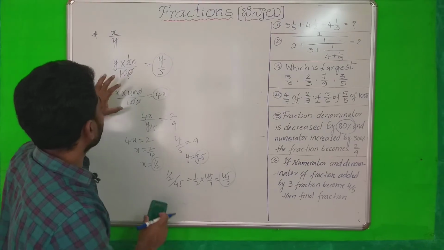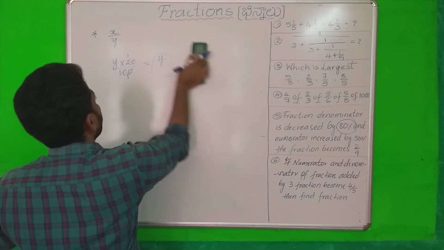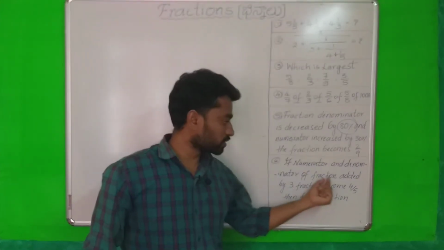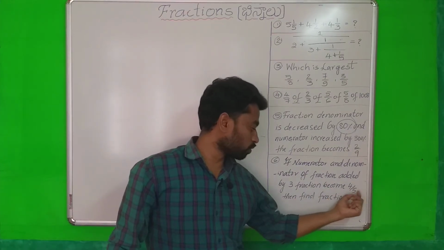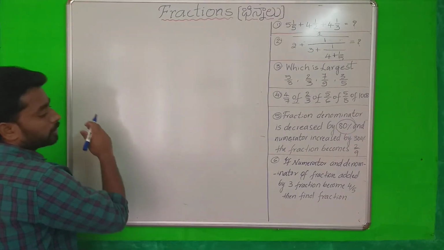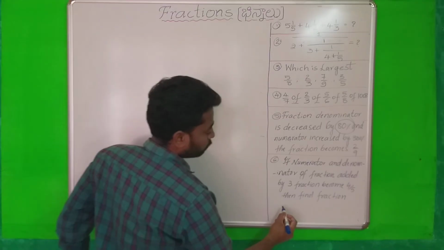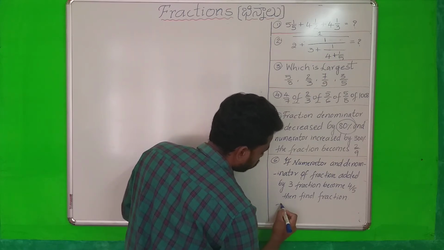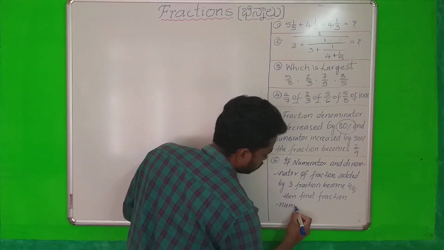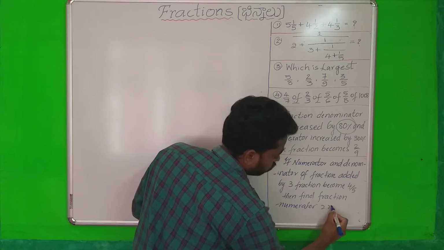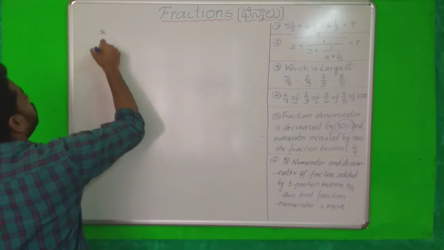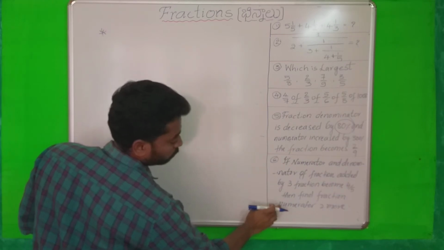Okay, so this is the process for percentage. And one more problem: if the numerator and denominator of a fraction are each increased by 3, the fraction becomes 4 by 5, then find the fraction. Here is one more hint: the numerator is 2 more than the denominator, you remember that. That is the condition.